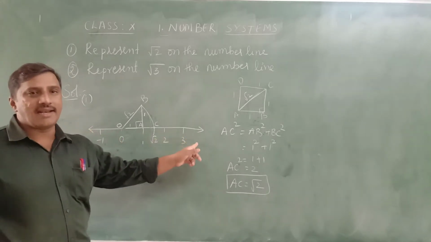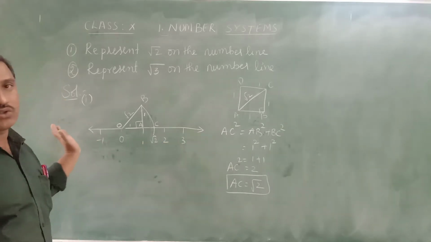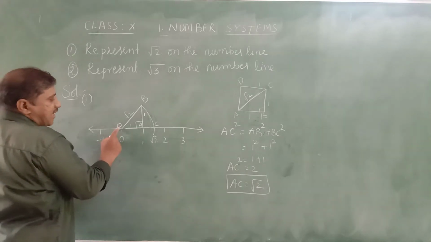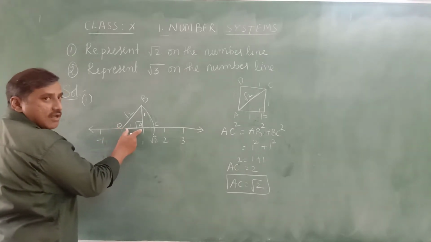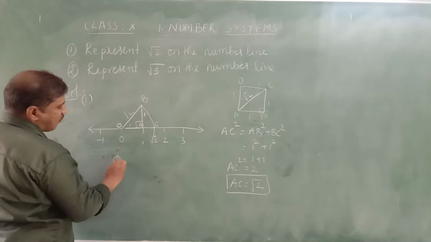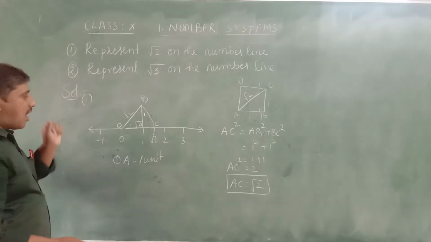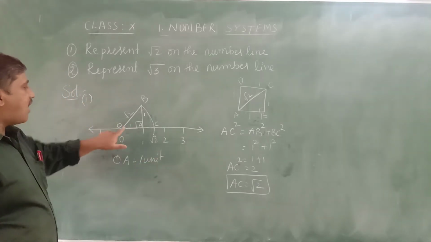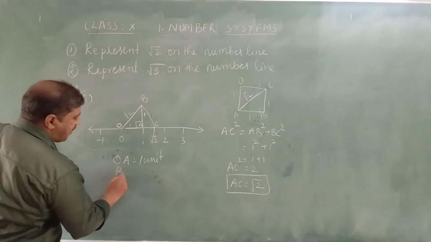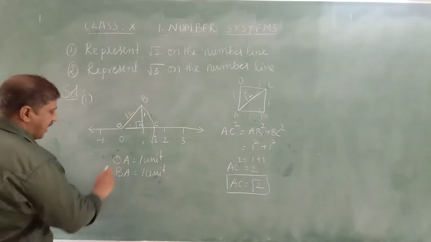Draw a number line and represent 0, 1, 2, 3, and on this side minus 1, minus 2, minus 3, and so on. Then take 0 as point O and A at 1 unit from 0. This is OA. So from the figure OA is equal to 1 unit, and then draw a perpendicular BA at point A to the number line with 1 unit. Now BA is also equal to 1 unit. Now OB is equal to what?